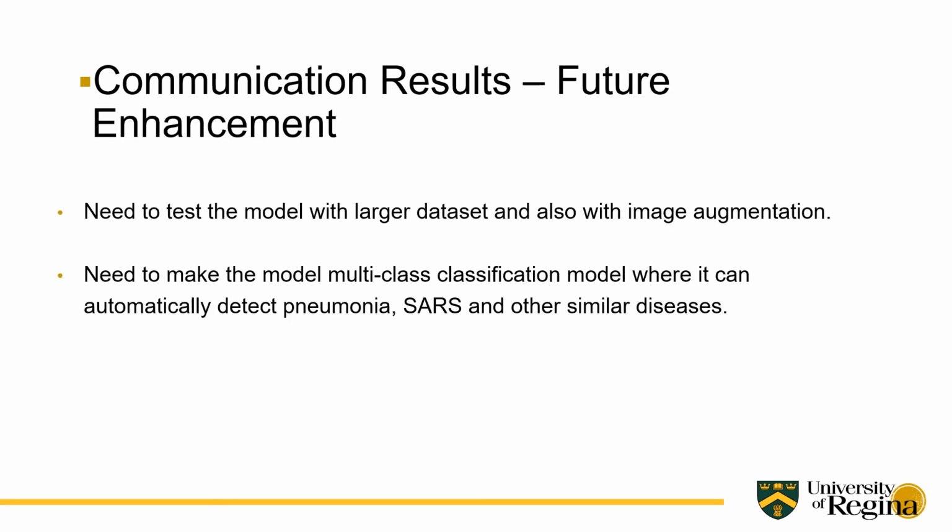As the model has been trained using a smaller dataset, it should be tested with a larger dataset, and the model has to be trained with image augmentation, such as an image tilted at 16 degrees, etc. Moreover, currently the model is a binary classification model, which means it only predicts whether COVID-19 status is positive or not. In future, the model needs to be multi-class classification, where it can automatically detect pneumonia, SARS, and other similar diseases, etc.